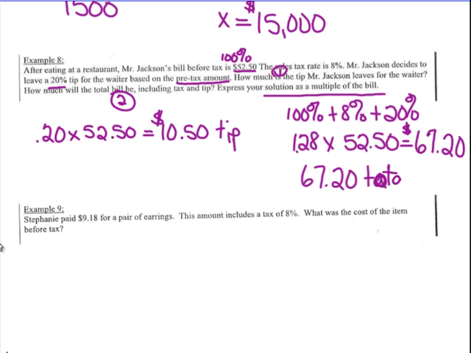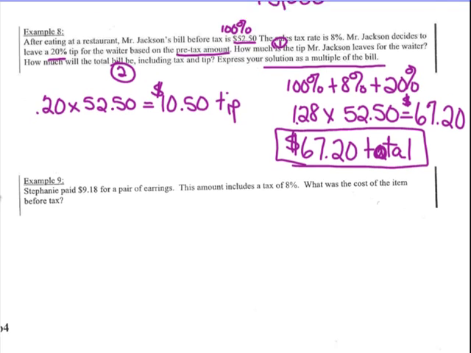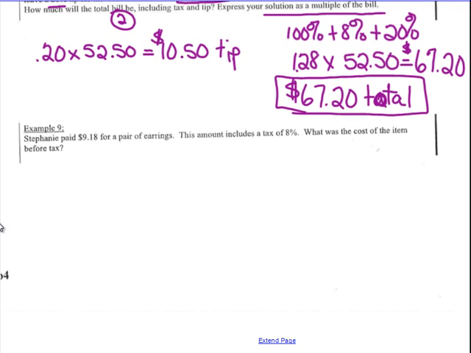Total: $67.20. Just the tip is $10.50. So what's the tax? The tax must be $4.20. We didn't have to know that though, but obviously $4.20 and $10.50 would give us $14.70. So the total of the bill is $67.20.